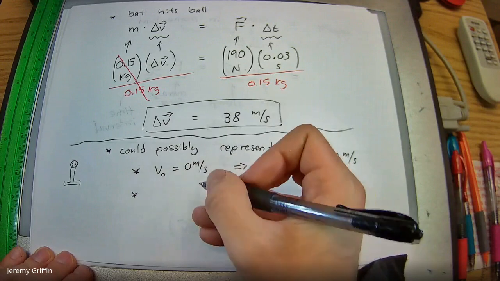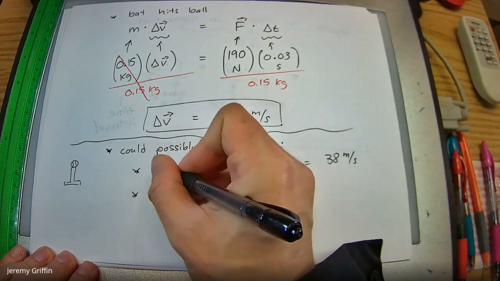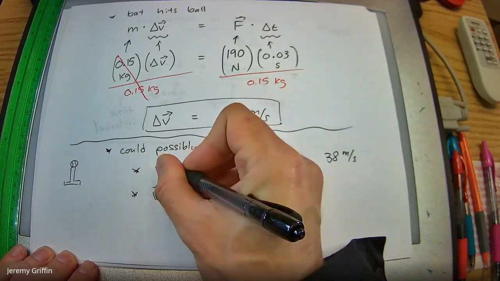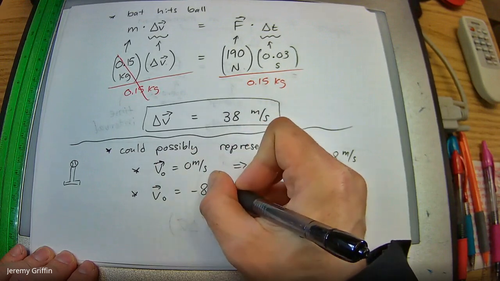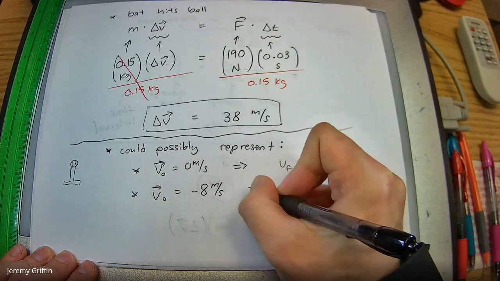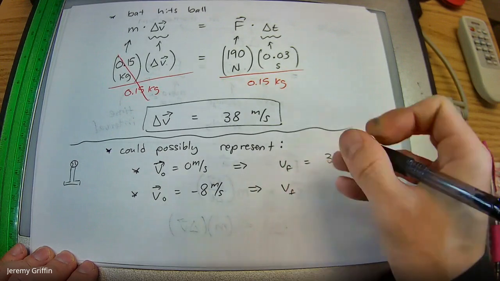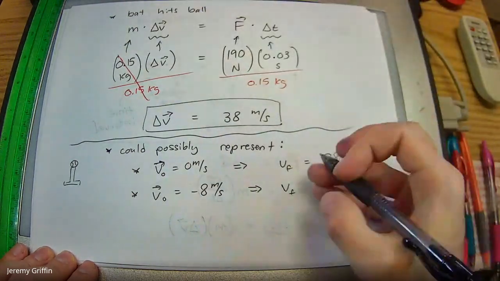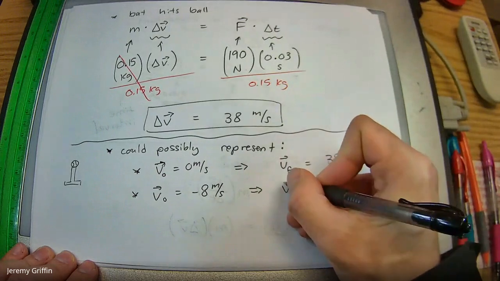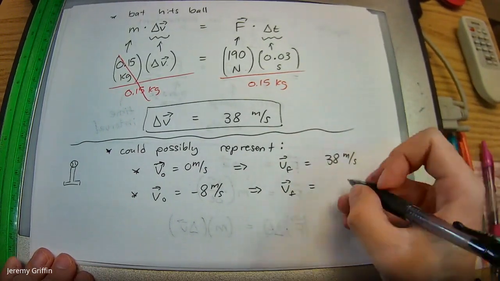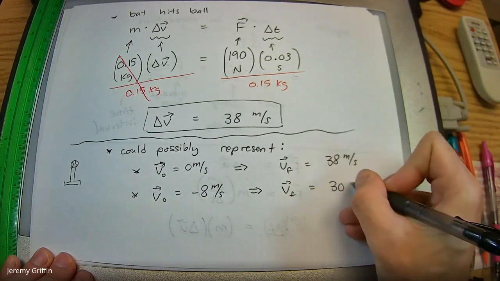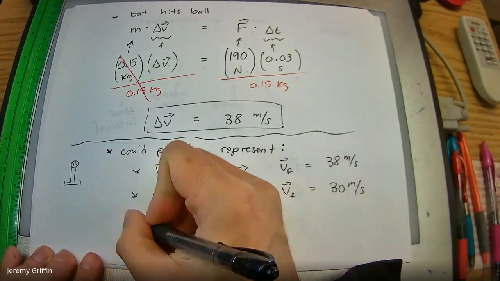Or maybe you have something like this. Maybe the pitcher throws the ball toward the plate. Let's call toward the plate the negative direction, at 8 meters per second. That would be negative because it's toward the plate. Right? And let's say all this plays out exactly like these numbers. Right? What would the final velocity of the ball be headed towards the outfield? 30 meters per second. Right?